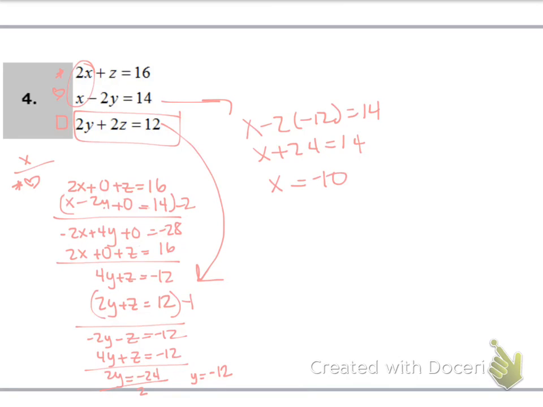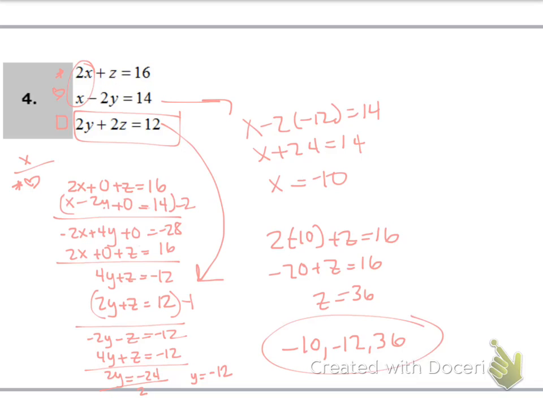And then now I plug it into one that has the z that I need to solve. So I could do 2 times negative 10 plus z is equal to 16. So negative 20 plus z is equal to 16. Add 20, we're getting 36. So x, y, z.